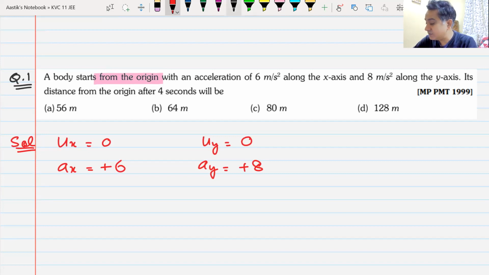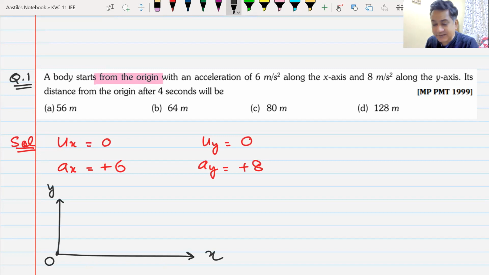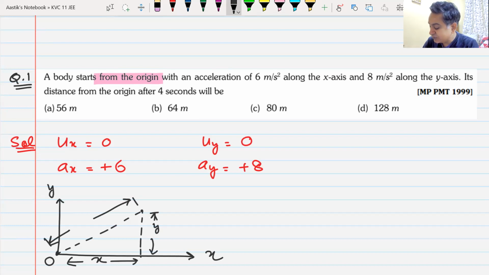If I just draw the diagram, simple diagram, this is x, this is y. At time t is equal to 0, the particle is here. After some time, it is somewhere here. I have to find out its distance from the origin. How will I find out its distance from the origin? I will have to find out the length of this line. Yes or no? How will I find out the length of this line? I will find out this x. I will find out this y. So this will become root over x square plus y square. Is it difficult to understand?